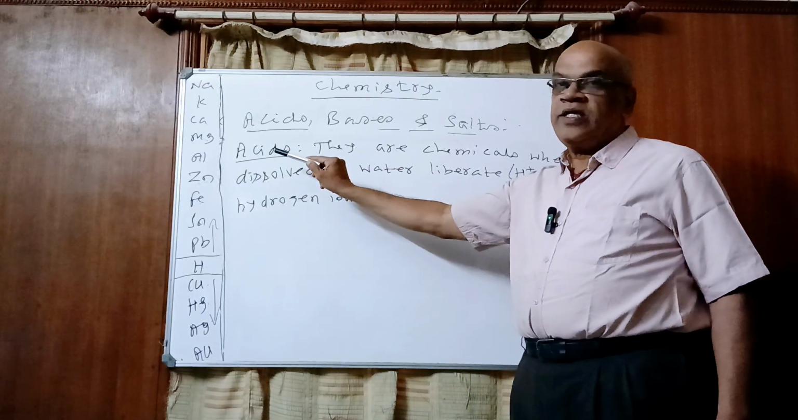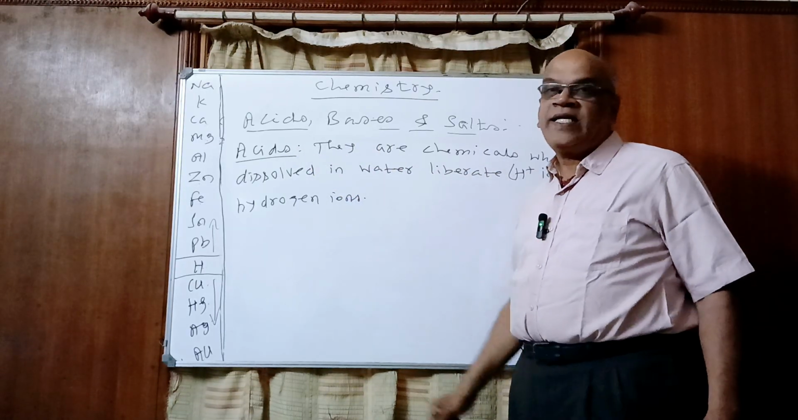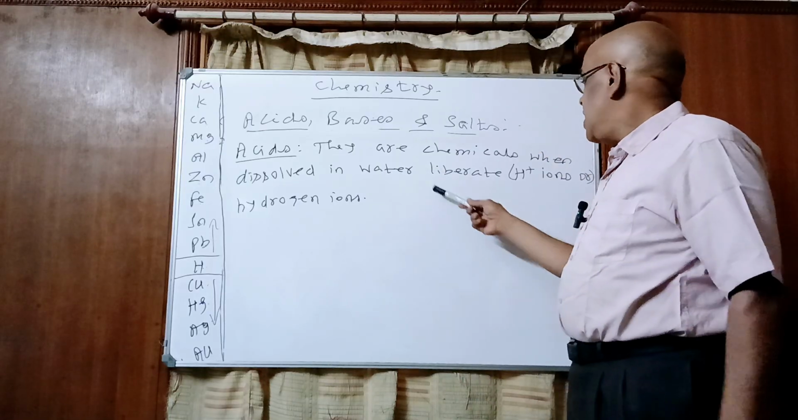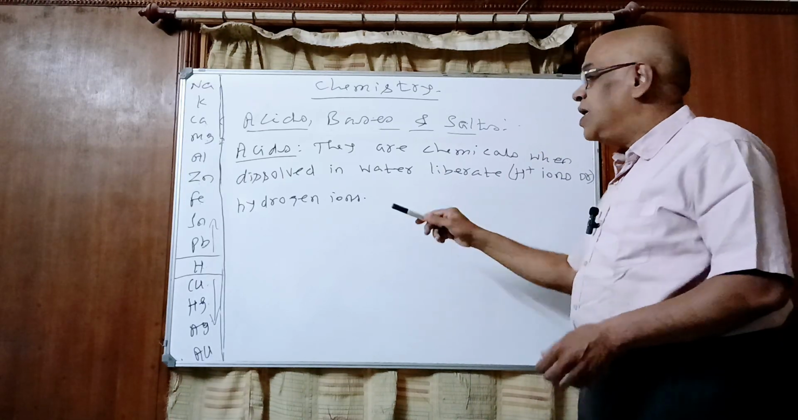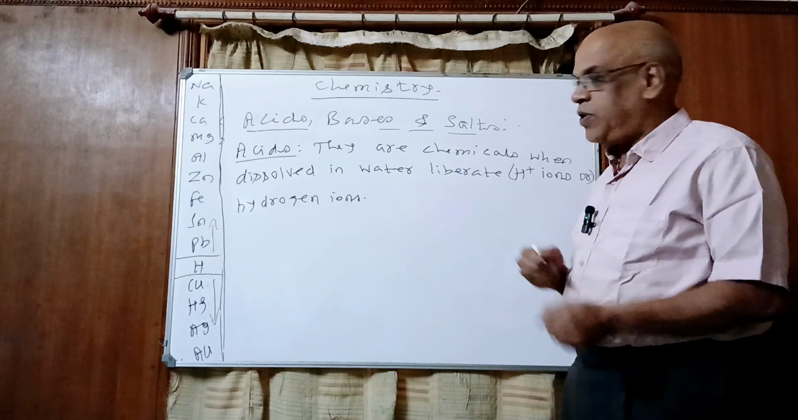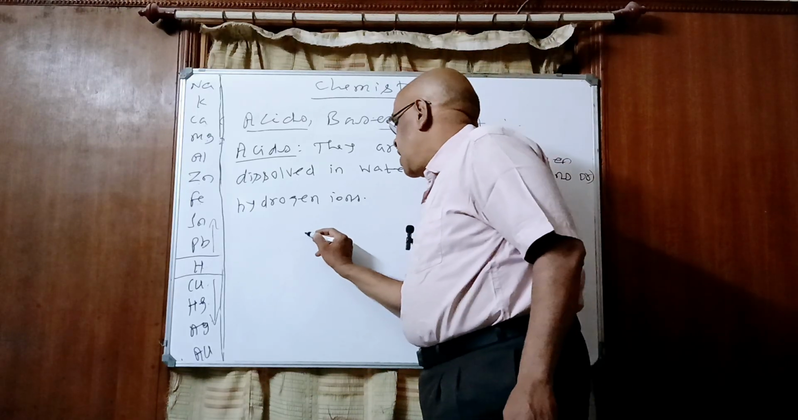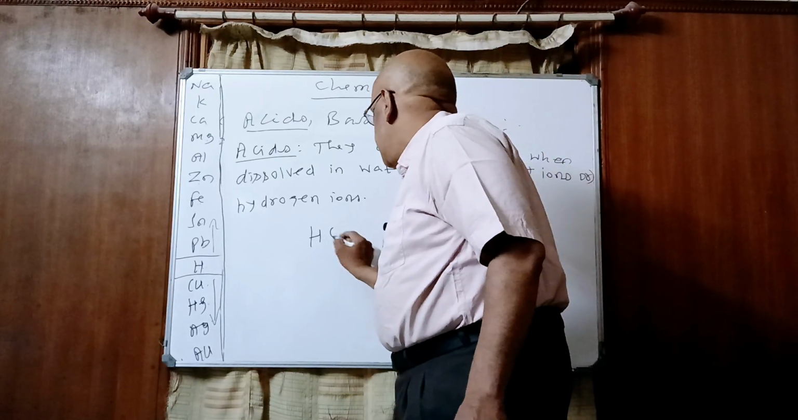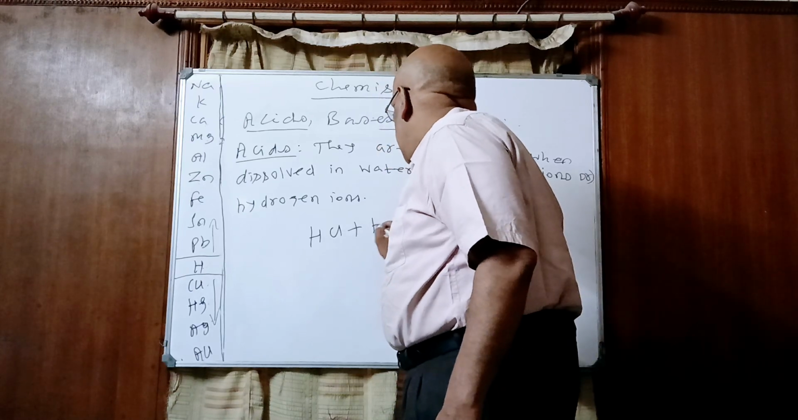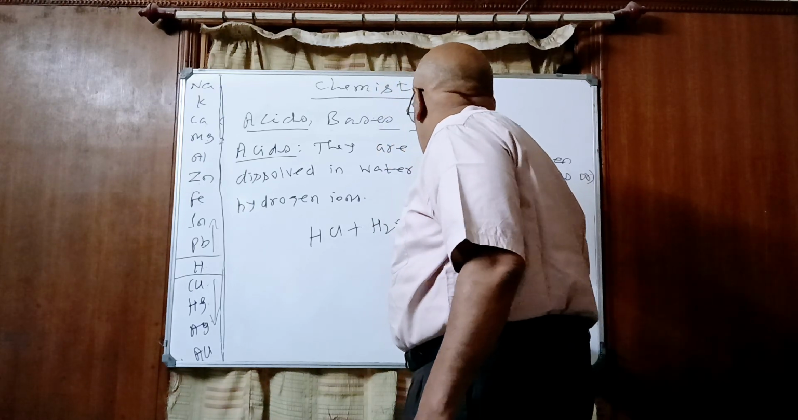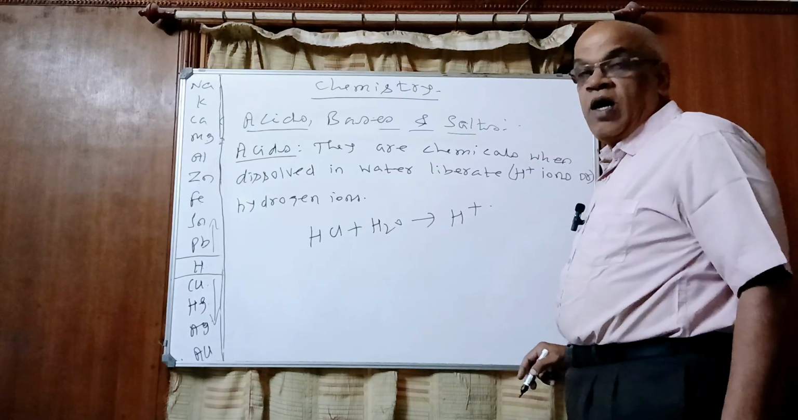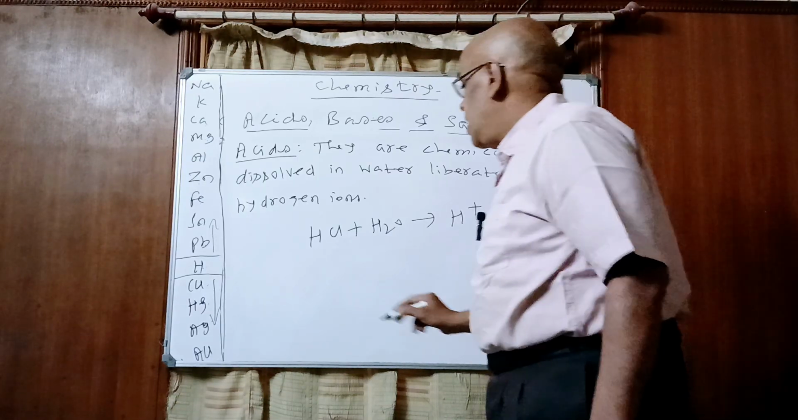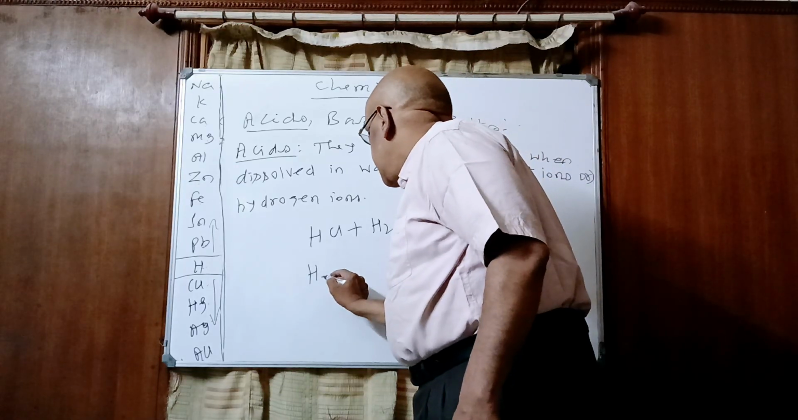So, one more question, children. Acids. What are acids? Acids are chemicals that, when dissolved in water, liberate H plus ions, or hydrogen ions, which are positive ions. Take for example the acid we discussed, HCl. When dissolved in water, what do they do, children? They liberate H plus ions, or hydrogen ions.